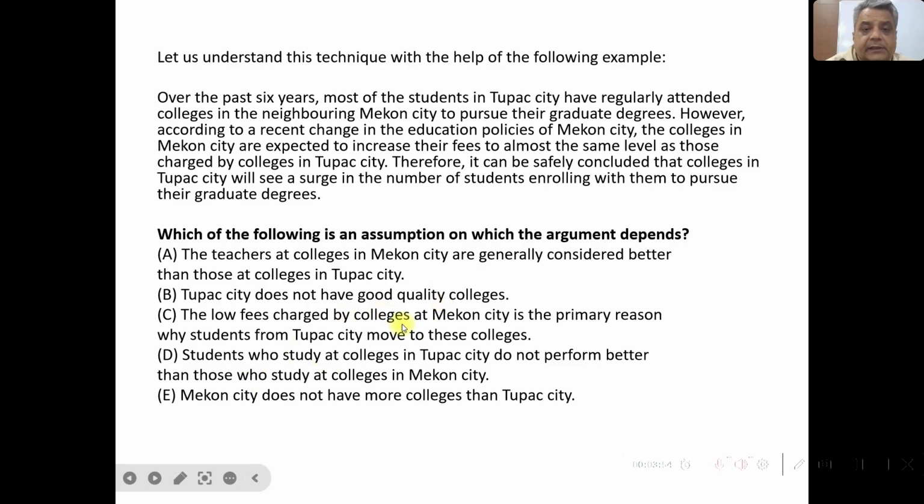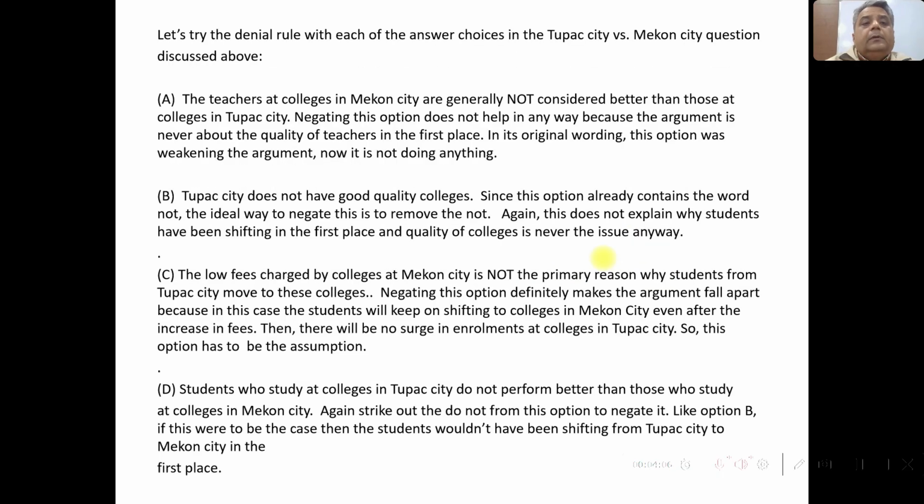So let's apply the denial or negation of assumption rule to the options and see what happens. After negation, option A says the teachers at colleges in Mekong City are generally not considered better than those at colleges in Tupac City. Negating this option does not help in any way because the argument is never about the quality of teachers in the first place. In its original wording, this option was weakening the argument. Now it is not doing anything.